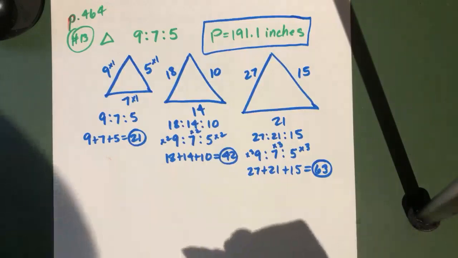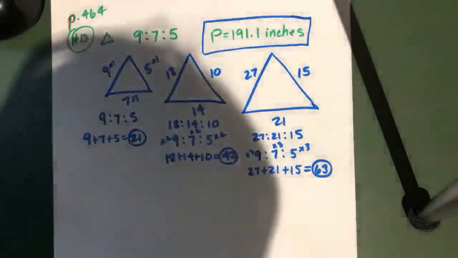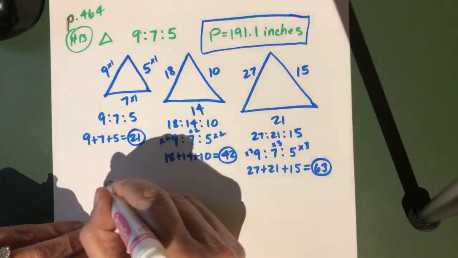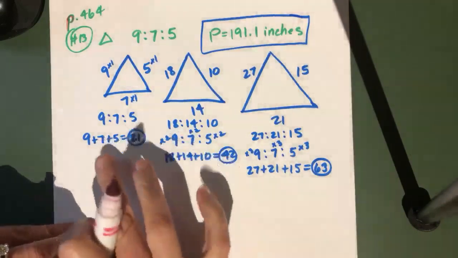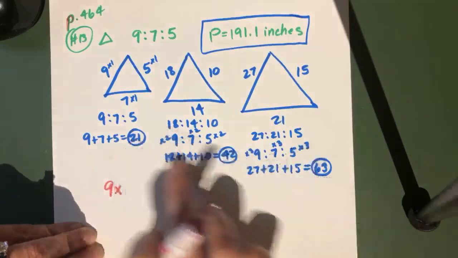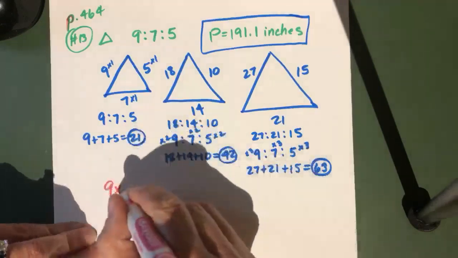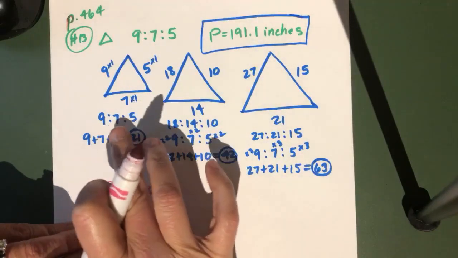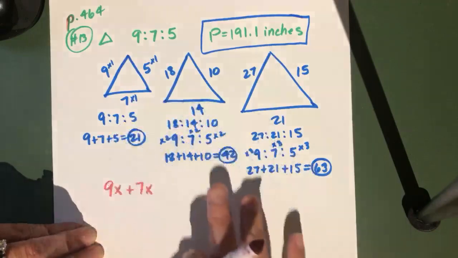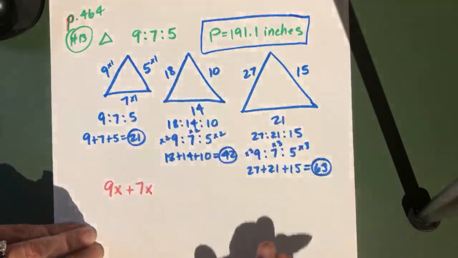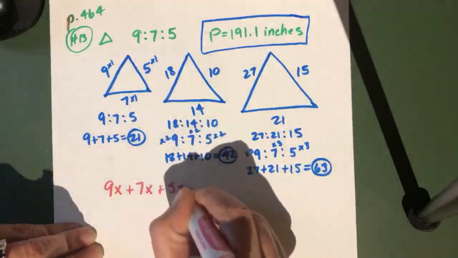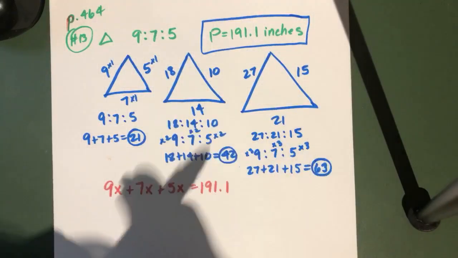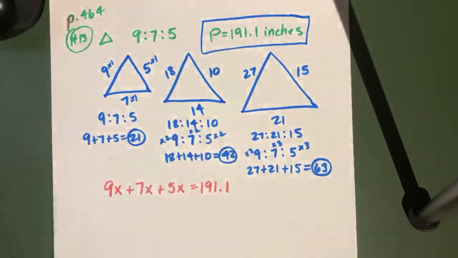We don't know it, so we're just going to call it x. So the way we're going to set this up is 9 times some number x. We don't know what it is. It's not 1, it's not 2, and it's not 3 because we've already looked at what happens to those perimeters, right? So 9 times some number plus 7 times that same number, because didn't we multiply all 3 sides by the same factor to get the similar triangles as we got bigger? Plus 5 times some number is going to equal 191.1.